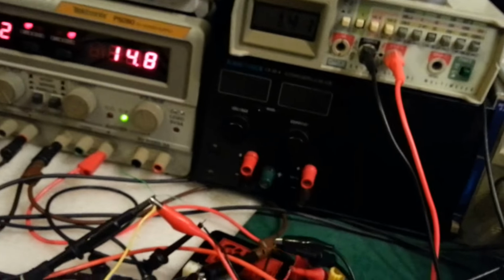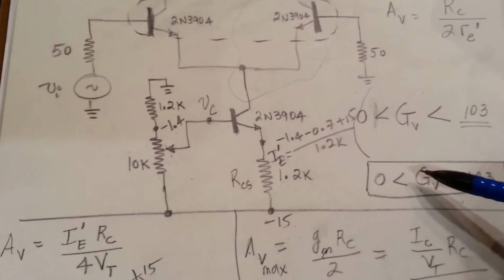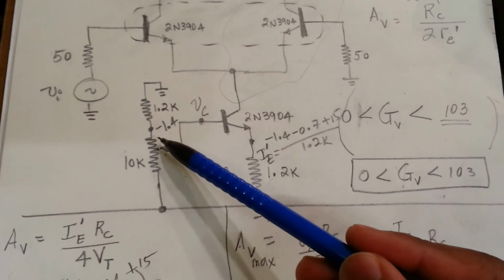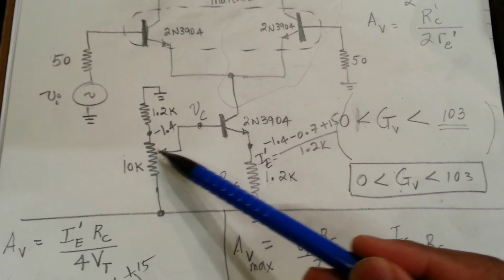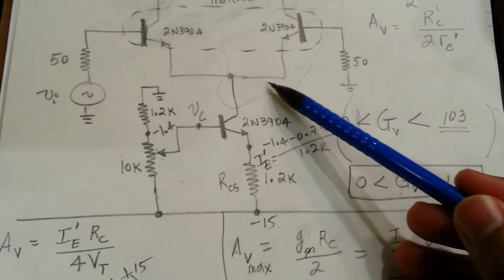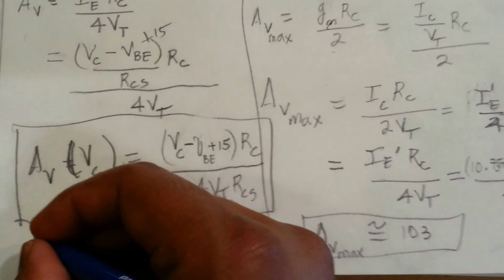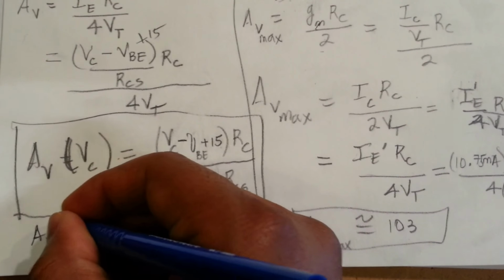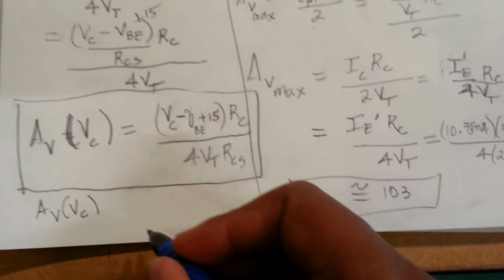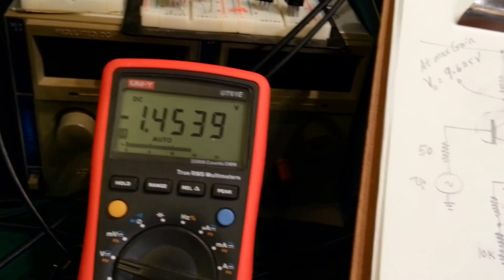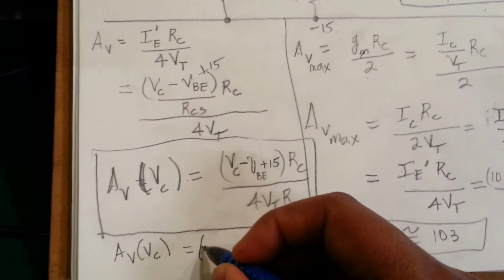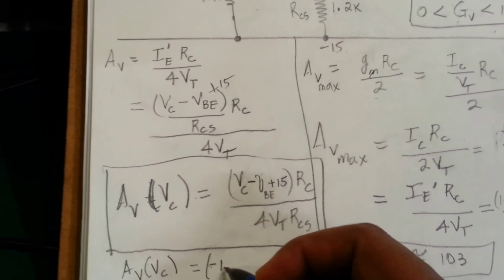Okay, and remember, what did we say? We calculated the gain of the amplifier when our tap is all the way here, depending on the current. We said it was 103. So if we use our gain equation, because now we know all our components, as a function of VC, what are we measuring right now? Minus 1.45, right? So let's put that here and verify the gain based on that.